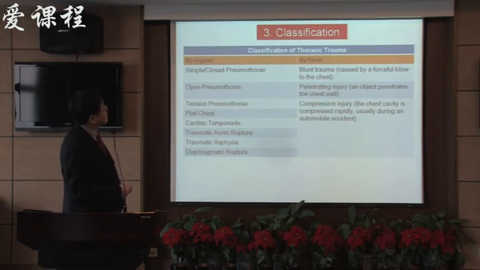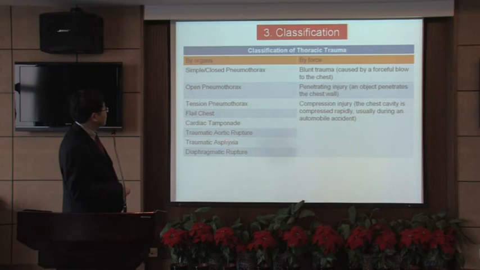After we learn about the anatomy, we should know the classification of thoracic trauma. It's very easy to divide into 2 categories. One is by organs. It includes simple closed pneumothorax, open pneumothorax, tension pneumothorax. Others include flail chest, cardiac tamponade, traumatic aortic rupture, traumatic asphyxia, diaphragmatic rupture.